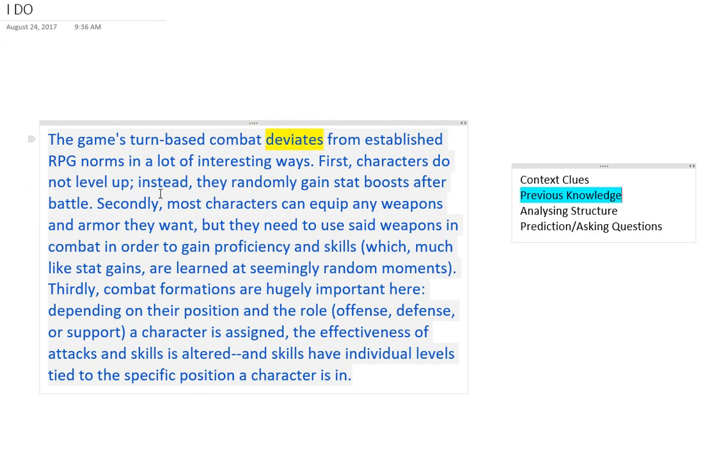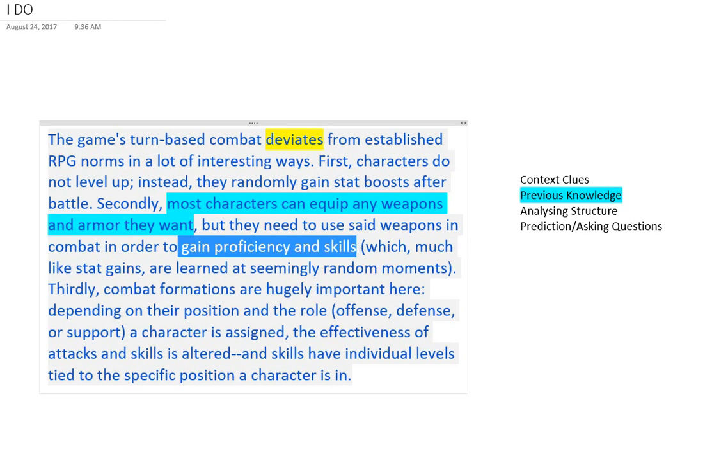Previous knowledge. I know a little bit about RPGs, and I know that it's kind of unusual for characters in RPGs to equip any armor or weapon they want, right? Usually those things are tied to a specific class. So for example, a barbarian will only use certain items, a wizard would only use certain ones. And two, that the user improves their skills by using them in combat. And I'm familiar with that.